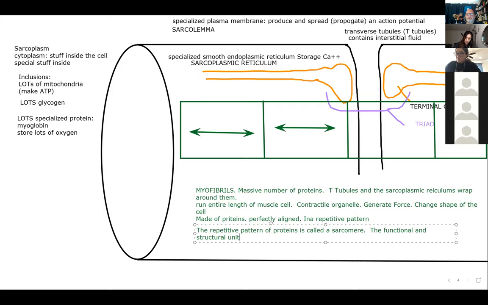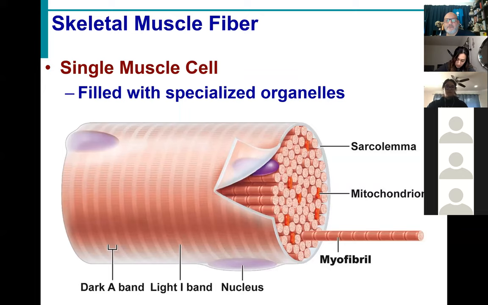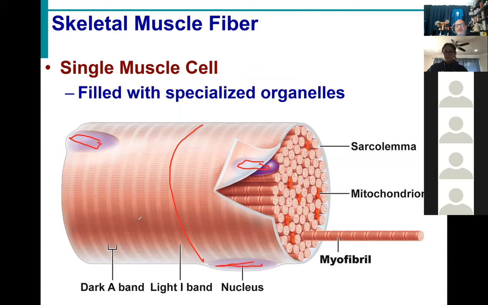Now, I appreciate that, again, my drawing skills are not the greatest, so let's use the pretty drawing of your textbook. So notice here we have our muscle cell. We have our sarcolemma that wraps around the entire surface. We see the nuclei pushed up against the sides of the walls of our sarcolemma. We see some mitochondria hanging out inside. And notice we see all of these big, long, contractile organelles. All these proteins perfectly aligned are what shove the nuclei to the side. And notice we can pull it out where we have this repetitive pattern of proteins that we call a sarcomere.